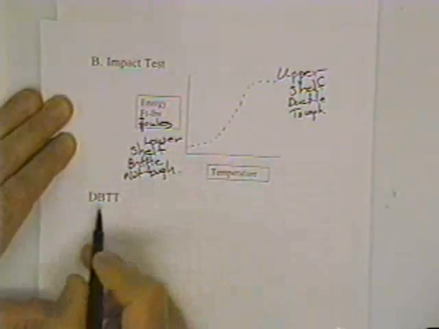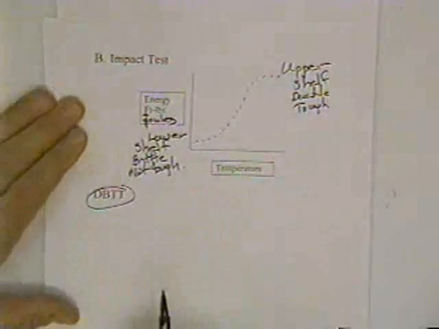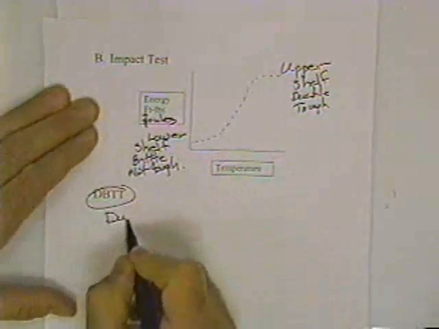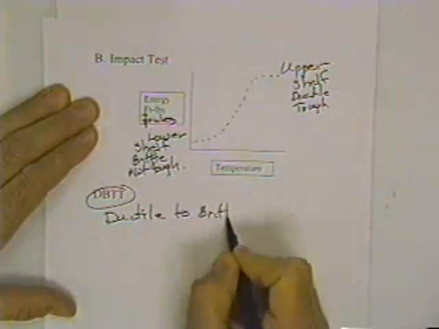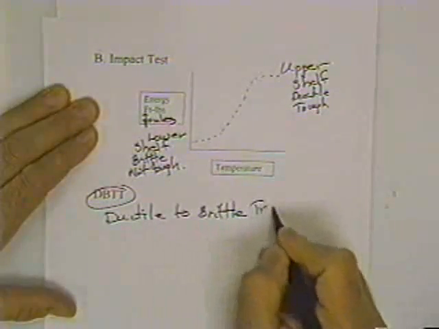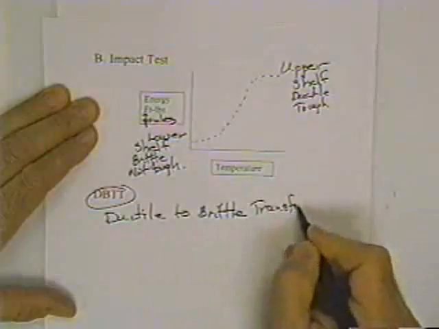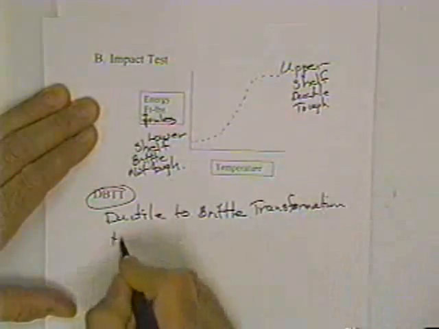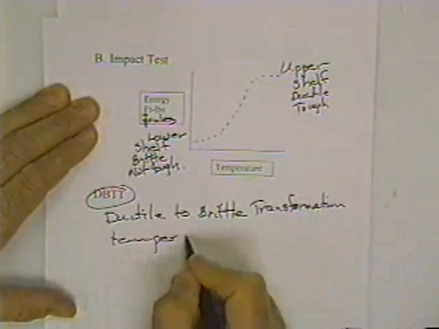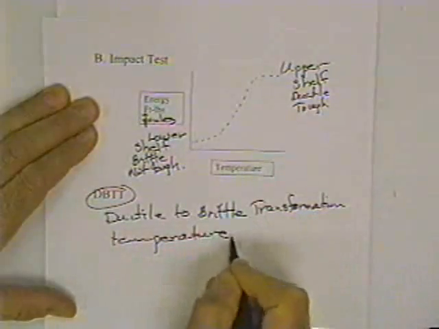And people use this test to determine the DBTT. That's the ductile to brittle transformation temperature. Generally speaking, you want the ductile to brittle transition temperature to be lower than the temperature that your material is going to be used in.